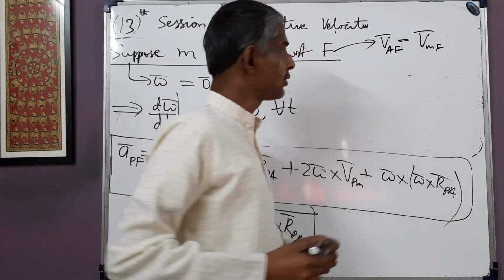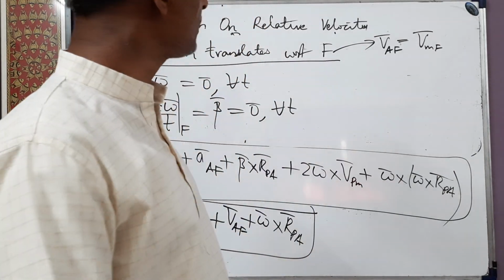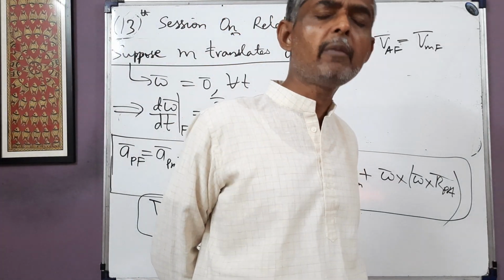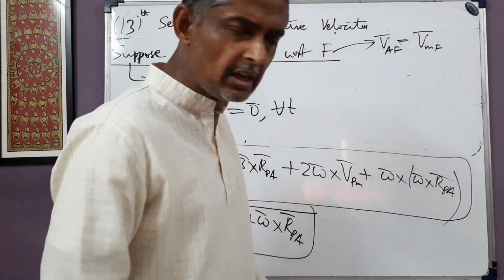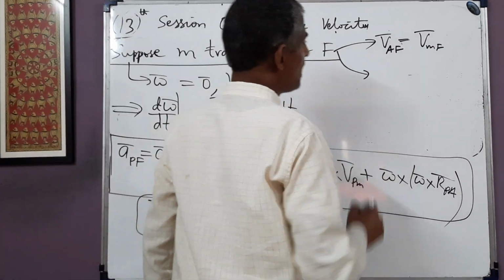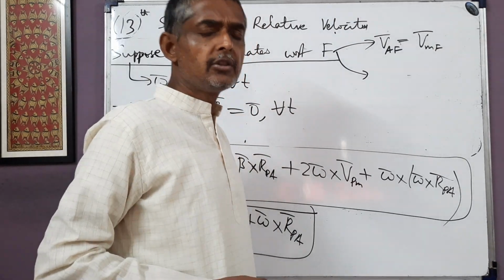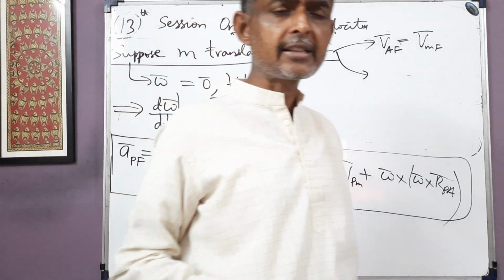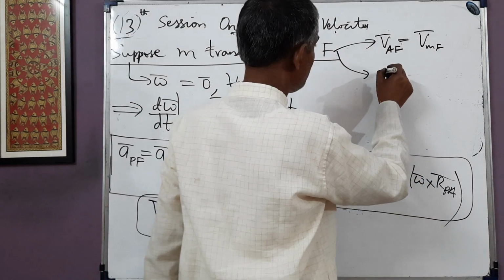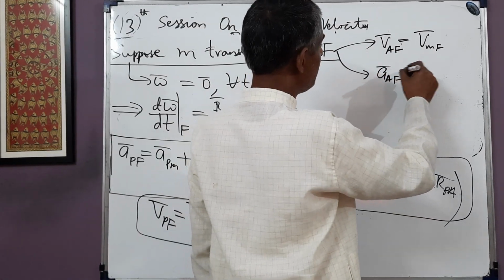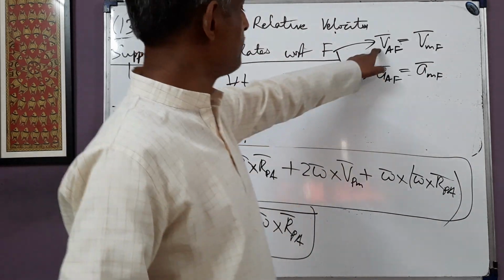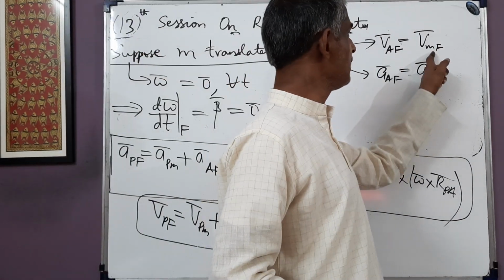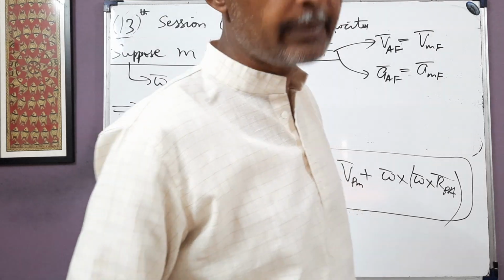Why so? Because when M translates with respect to F, then all locations of M have identical velocities with respect to F, and that velocity will be denoted as VMF. And one more thing, if M translates with respect to F, then all locations of M have identical acceleration with respect to F. So AAF will be written as AMF, acceleration of M as a whole with respect to F, and VAF will be written as VMF, meaning velocity of M as a whole with respect to F.